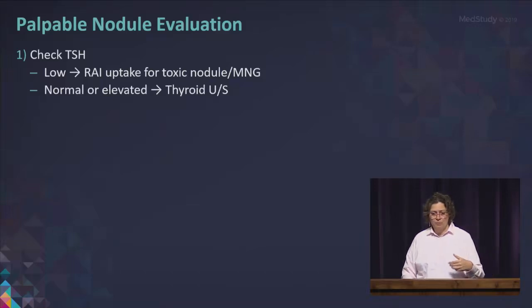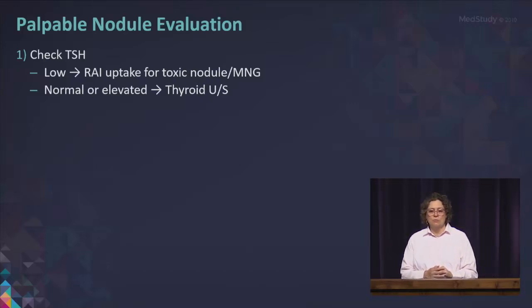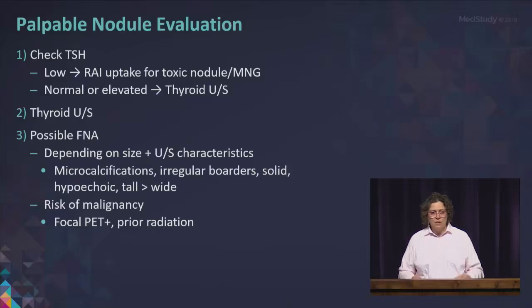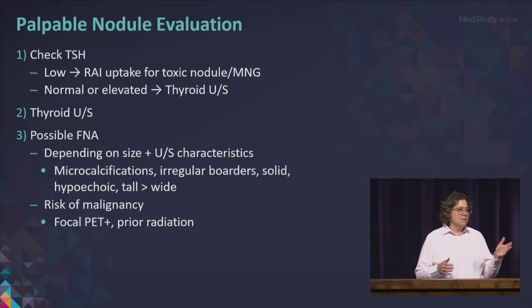So when you have a palpable thyroid nodule, first you want to do is check a TSH. TSH is your break point. If TSH is low, you're getting a thyroid scan and uptake to see if it's a hot nodule. If TSH is normal or elevated, you're getting a thyroid ultrasound. The thyroid ultrasound is then going to help you determine whether you are going to biopsy. So it's not just size alone that predicts biopsy, it's size plus ultrasound characteristics. And then, of course, we're going to think about what is the risk of malignancy, where we're going to have a lower threshold for biopsy, the higher the risk of malignancy.